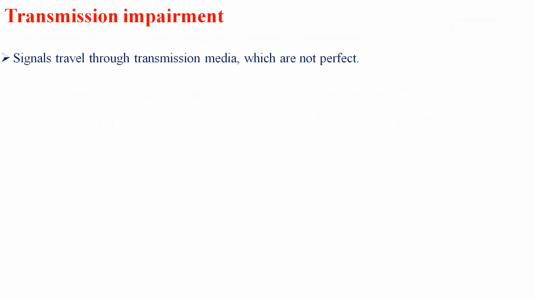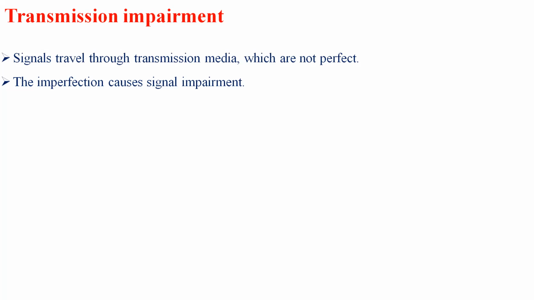Why we need this transmission impairment is, so we know that the signals will travel through transmission media, which are not perfect. So this imperfection will cause signal impairment. Whatever signal travels through transmission media, not all of it is perfect. Some are perfect, some are not perfect. So this imperfection will cause the signal impairment.